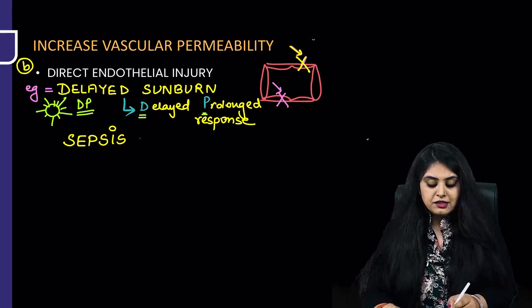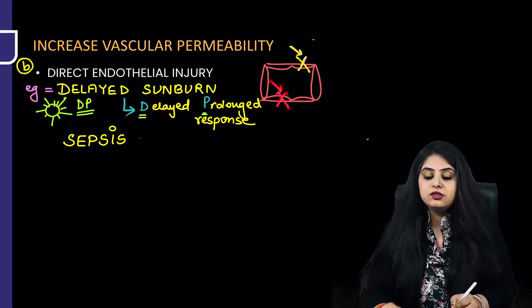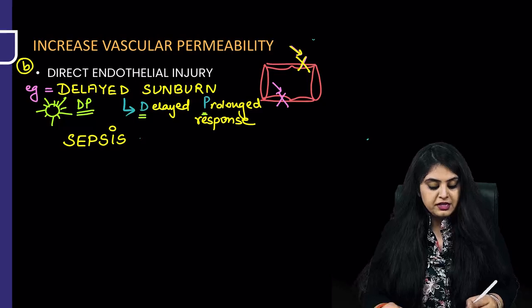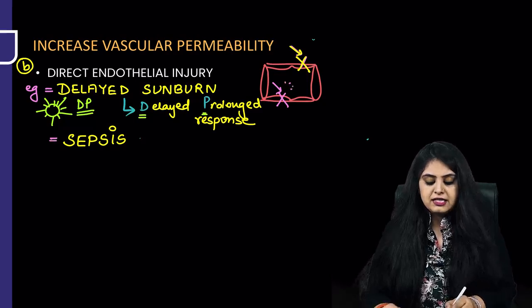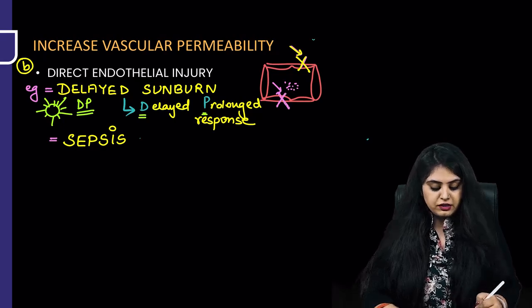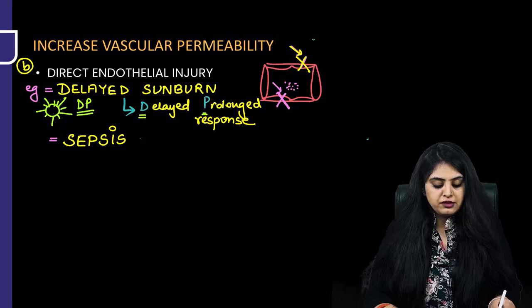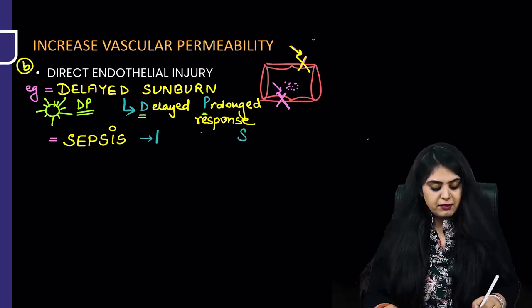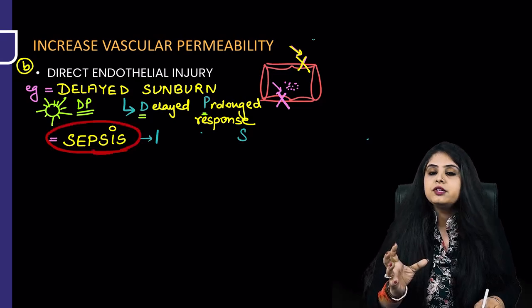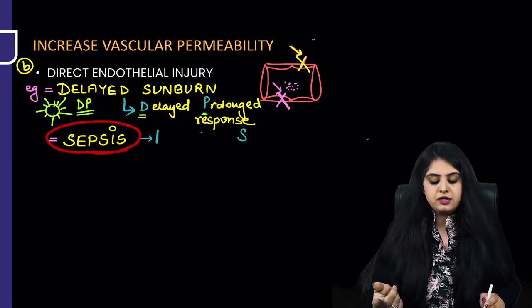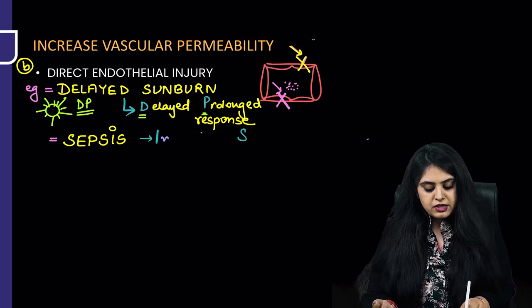Now let's come to something from inside trying to damage the cells, and that is going to be sepsis. Sepsis, we all know, is a lot of bacteria, a lot of infection. From inside they come and they damage the cells. So what kind of response do you think sepsis is going to show? Just imagine, sepsis is so severe that the damage will start immediately. So the damage that I will get in sepsis is going to be immediate.